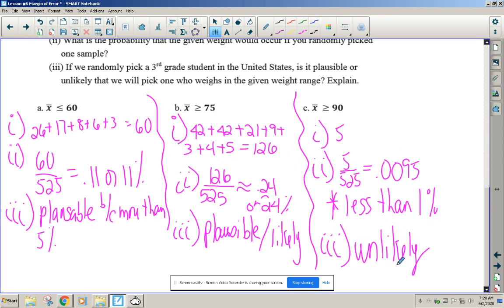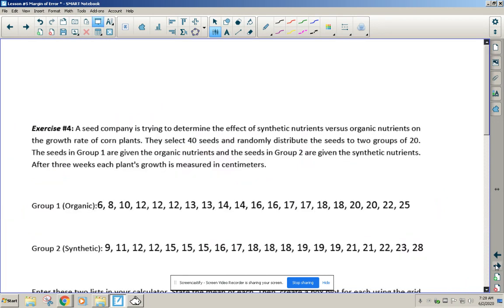That is definitely in the less than 5% range. That is definitely unlikely. So less than 5%, it's unlikely. Small percent above 5 would be plausible. And when you're definitely closer to getting towards the mean, you are likely to happen. So this was just an example to think about what these words mean and how we use them.